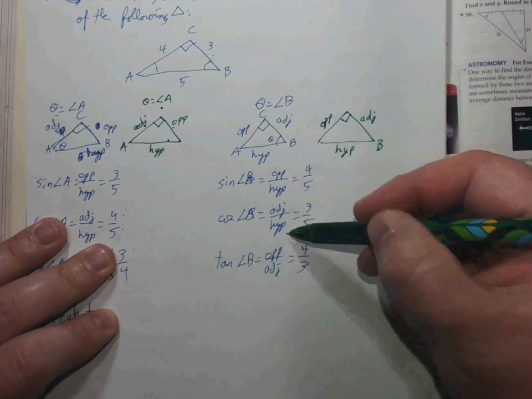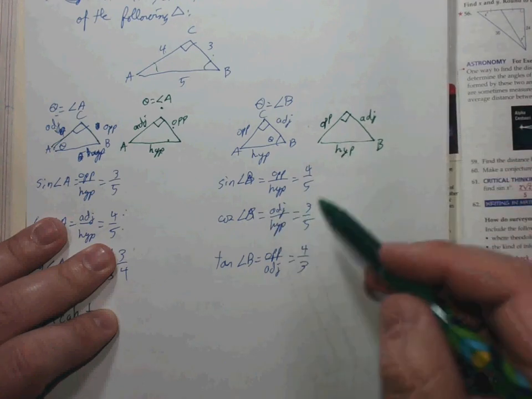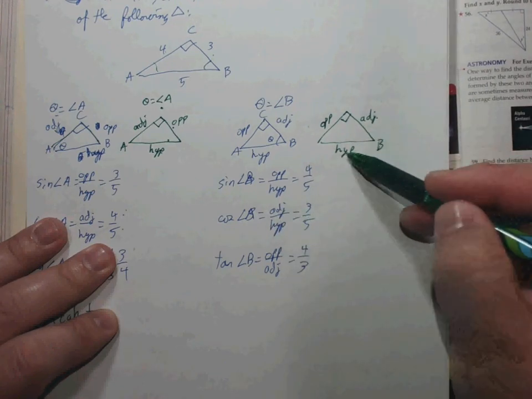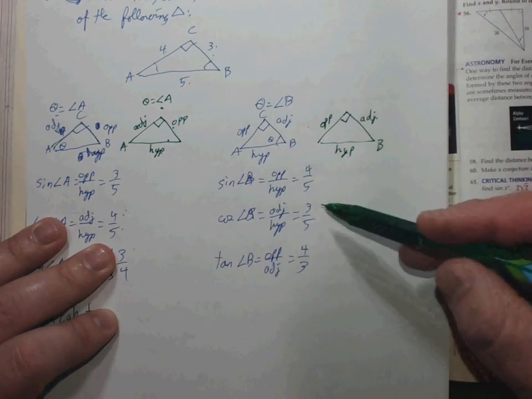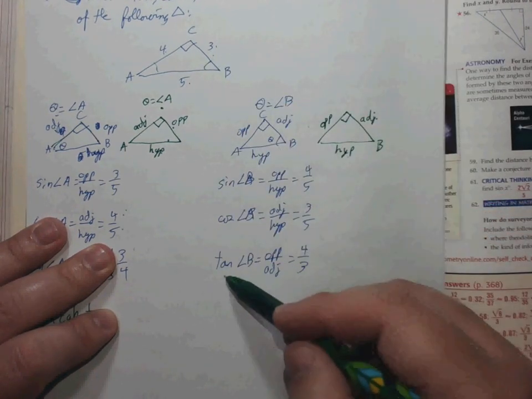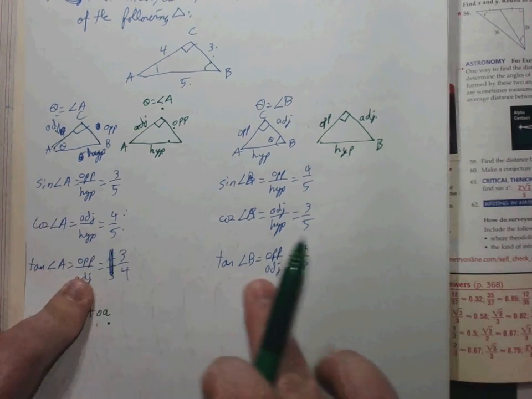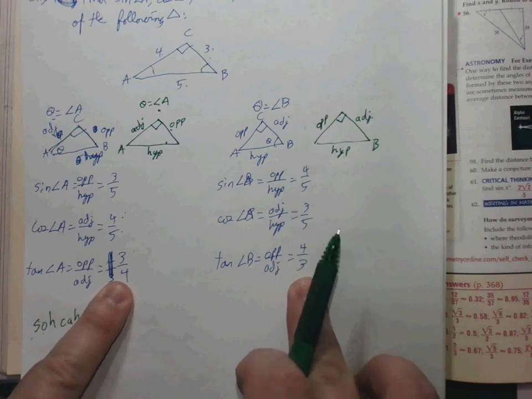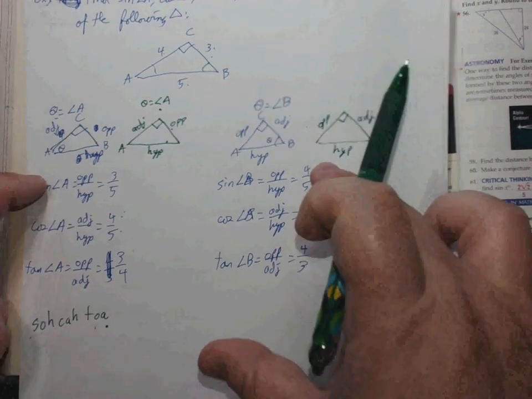Cosine of angle B is adjacent over hypotenuse. So that's 3 over 5. Adjacent over hypotenuse. Tangent of angle B is opposite over adjacent. Notice it's just the flip. It is the reciprocal. If you're looking at the other angle, you flip the numbers basically for the tangent.